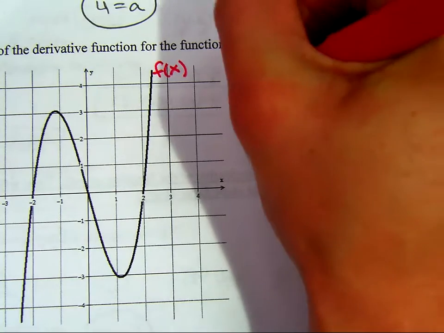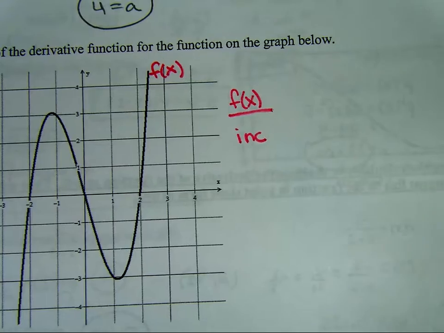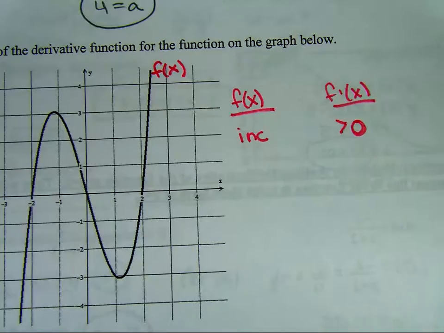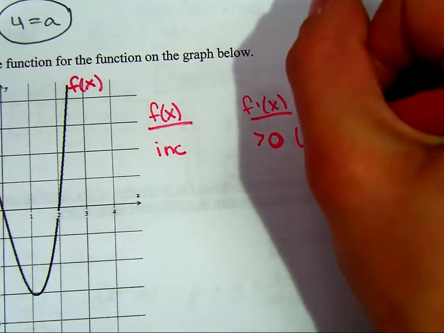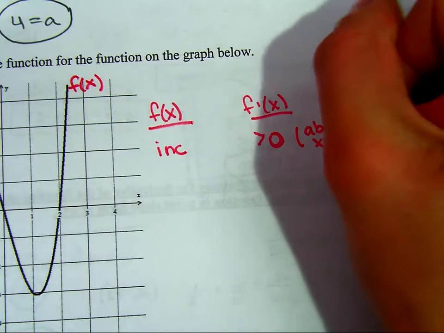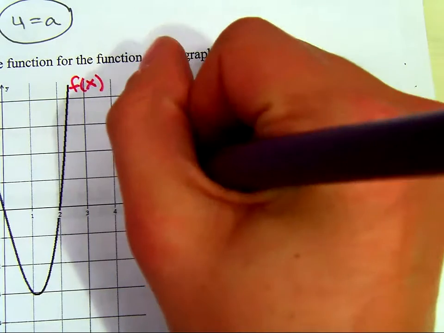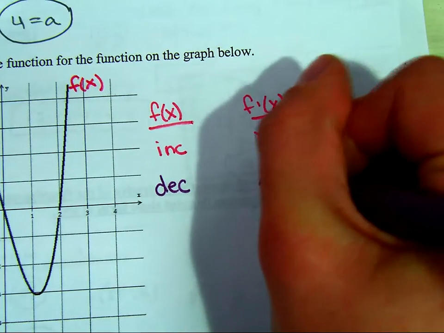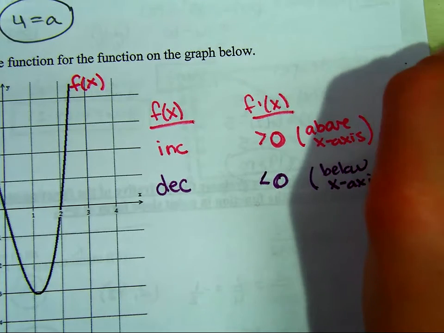We said when f of x is increasing, that means the derivative is greater than 0, which means if we're talking about a graph, greater than 0 means it's going to be above the x-axis. That was a rule we talked about. Another one, we said if the original function f of x is decreasing, the derivative is going to be less than 0, or in other words, below the x-axis.